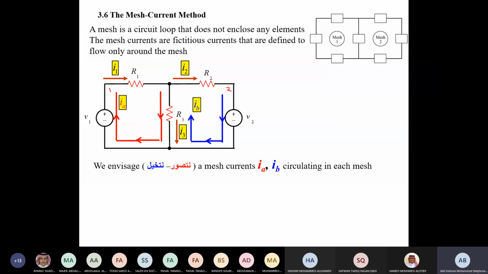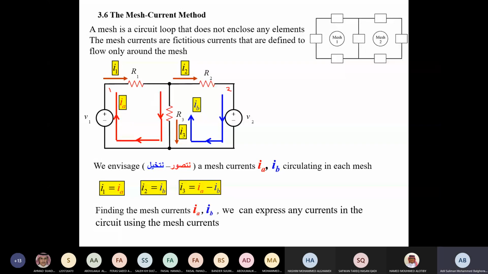this mesh current. For instance, we relate I1 and it will be IA, the mesh current IA, and I2 will be IB, and I3, because it's going down, it's equal IA minus IB, okay? And then we will develop a method to find this mesh current, okay?